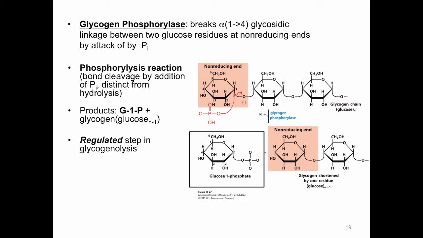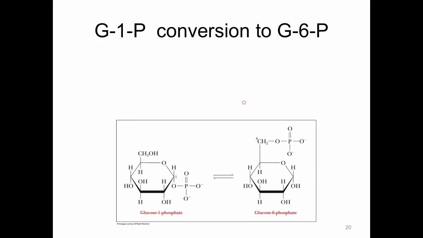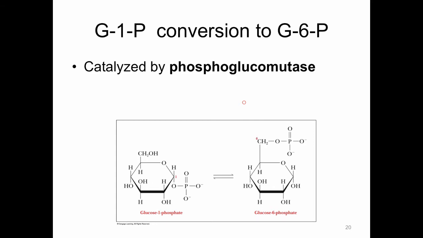This step that's catalyzed by glycogen phosphorylase, which is breaking the alpha-1,4 glycosidic bond, is the regulated step in glycogenolysis. And just a note that glucose residues that are at alpha-1,6 branch points are removed by debranching enzyme. Once we have glucose 1-phosphate, it is converted to glucose 6-phosphate. And so the enzyme that catalyzes this reaction is phosphoglucomutase. And this is done by an isomerization reaction where the phosphate attached to carbon number 1 in glucose 1-phosphate is transferred to carbon number 6 to make glucose 6-phosphate.